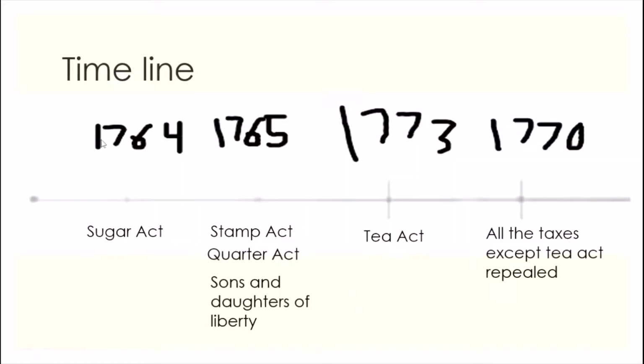So here's our timeline. 1764, there was the Sugar Act. 1765, there was the Stamp Act. The Quartering Act also happened, and they started the Sons and Daughters of Liberty. In 1773, there was the Tea Act, and in 1770, all the taxes except the Tea Act were repealed.